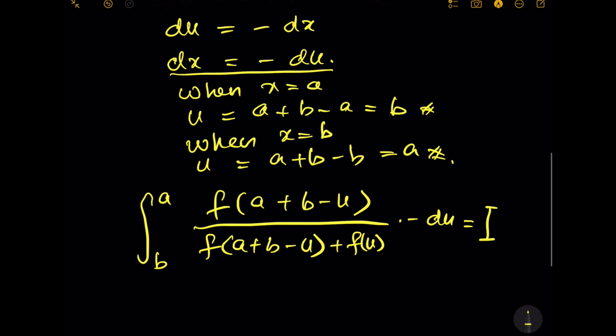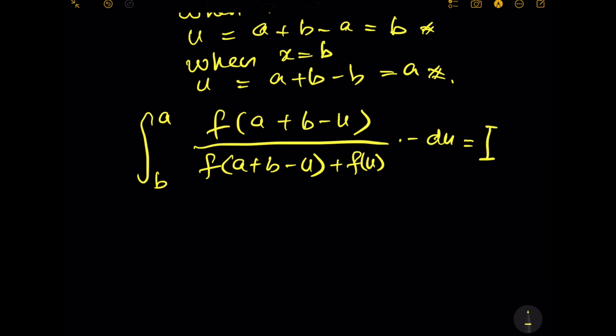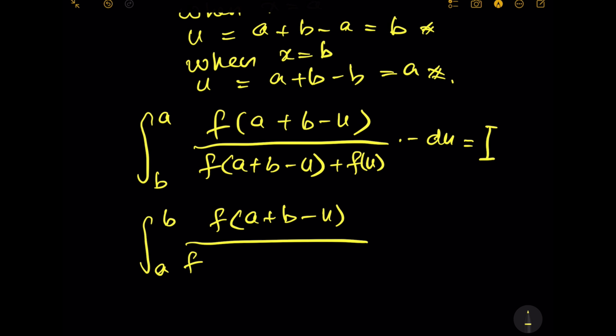Now let's bring the negative du in front and swap the b and a. We have an integration from a to b, of function f of a plus b minus u divided by function f of a plus b minus u plus function f of u, multiplied by du, equals I. The negative has been cancelled after we swap the limits from a to b.